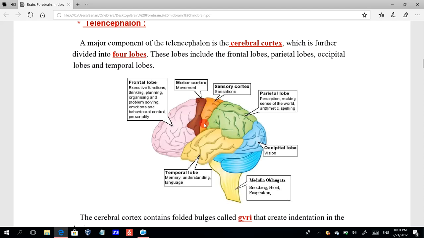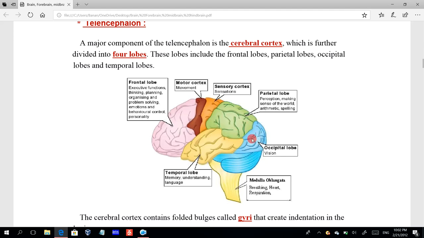Of course, we have other major sulci that separate between the lobes. Here we also have the lateral sulcus that separates the parietal and frontal lobe from the temporal. And here we have another sulcus that separates between the parietal and the occipital lobe.